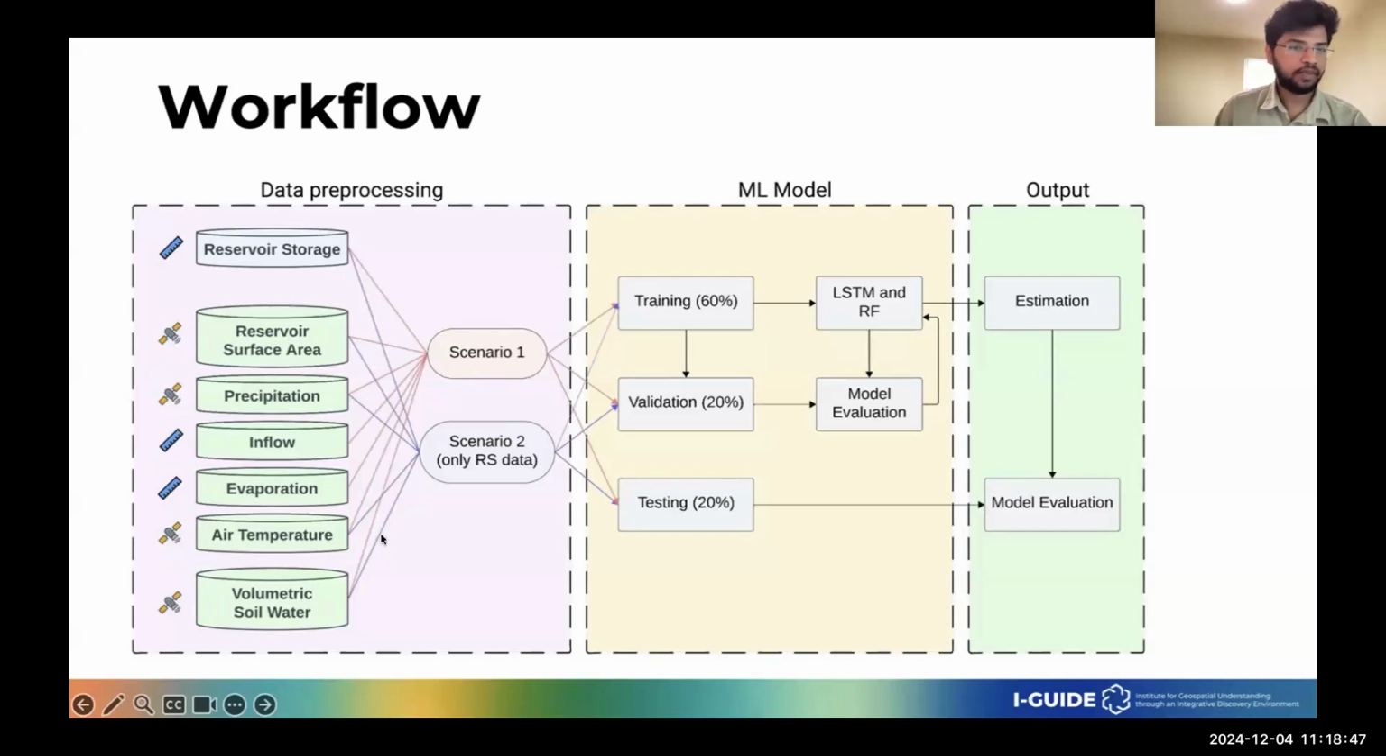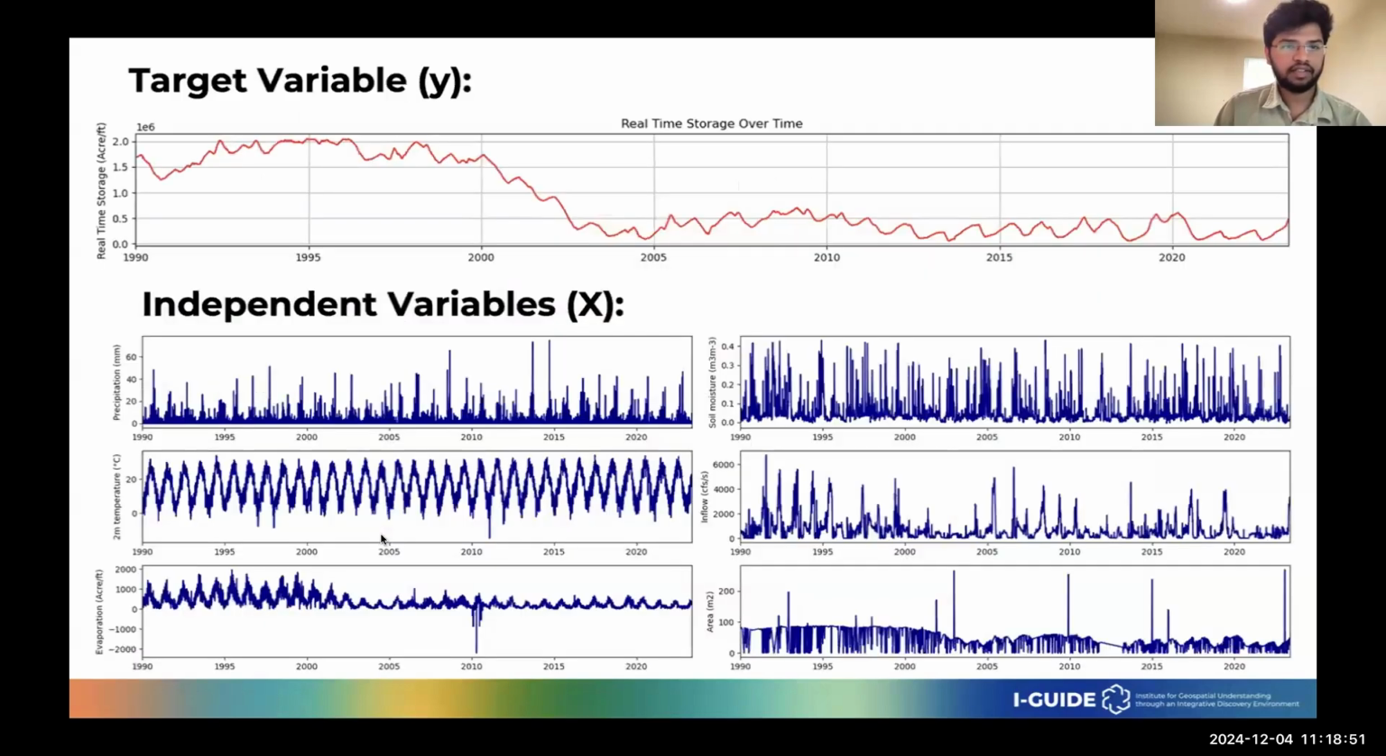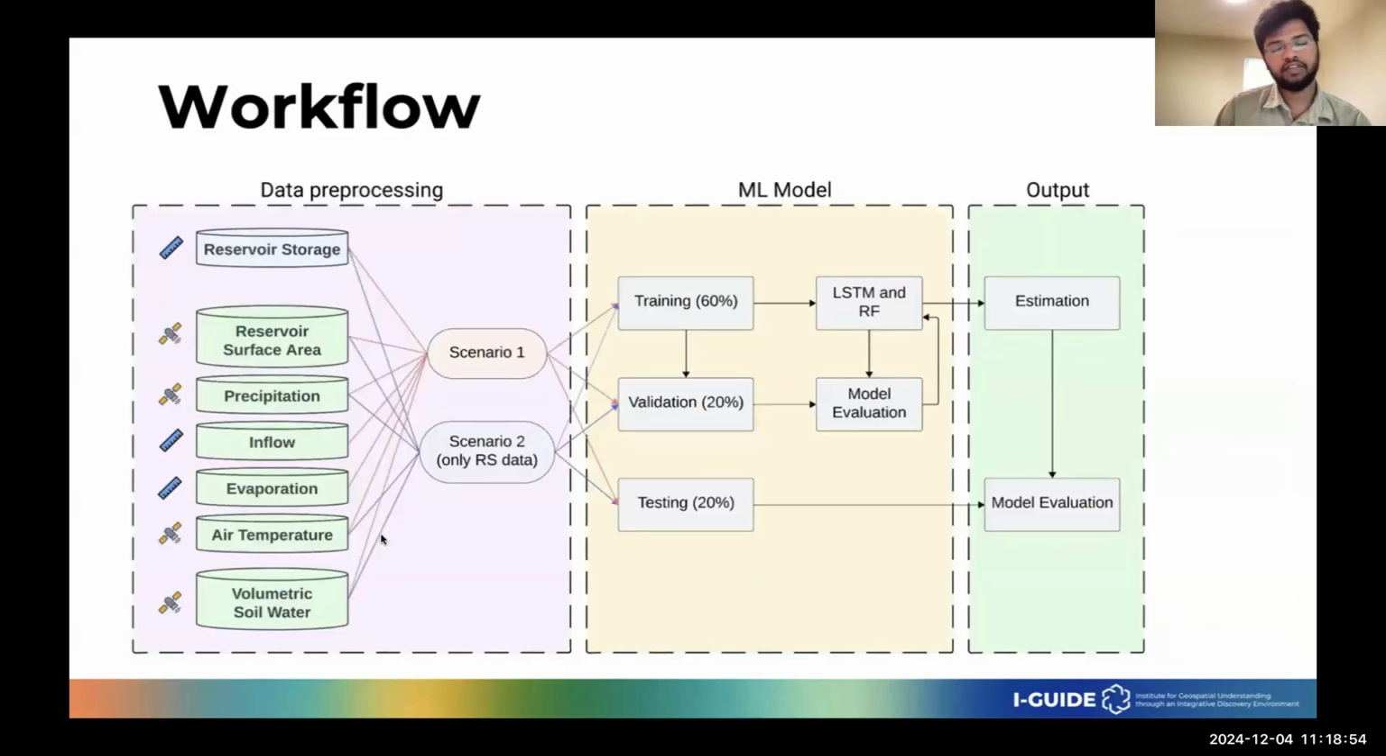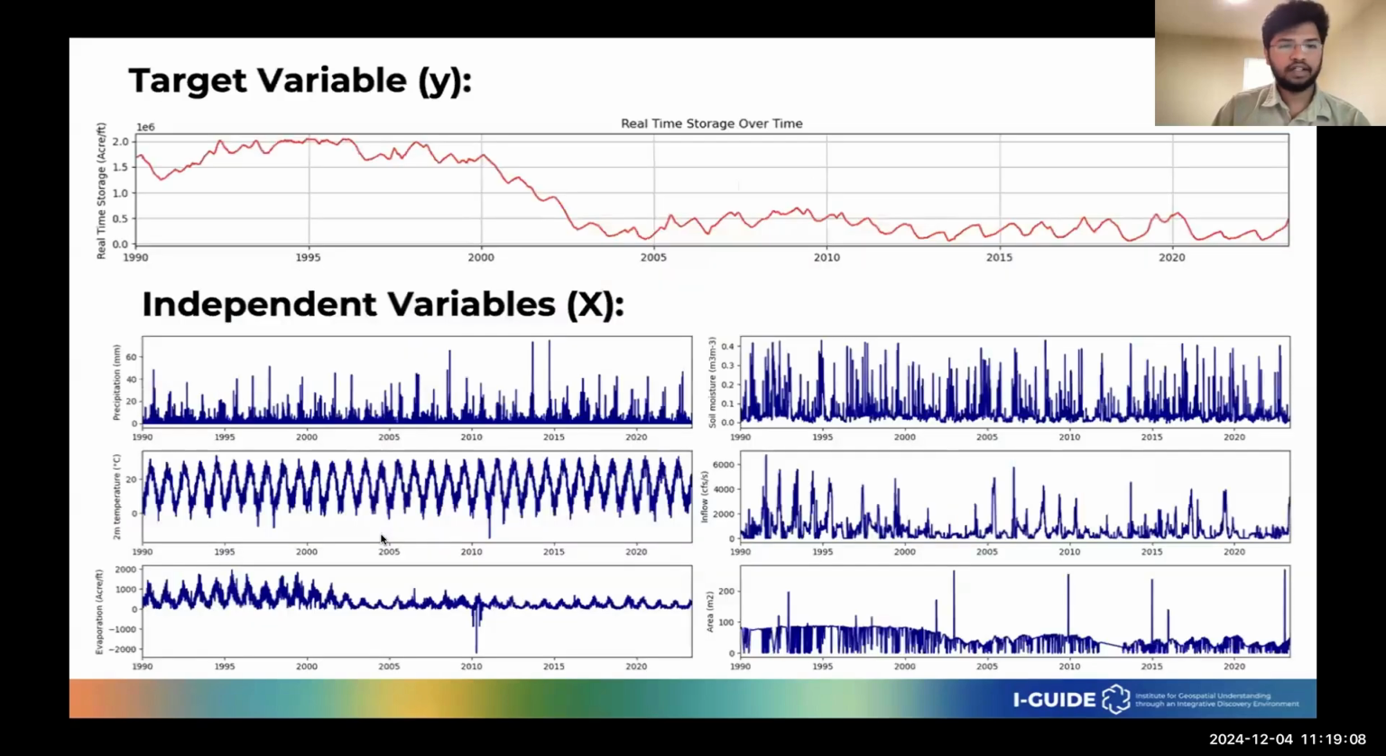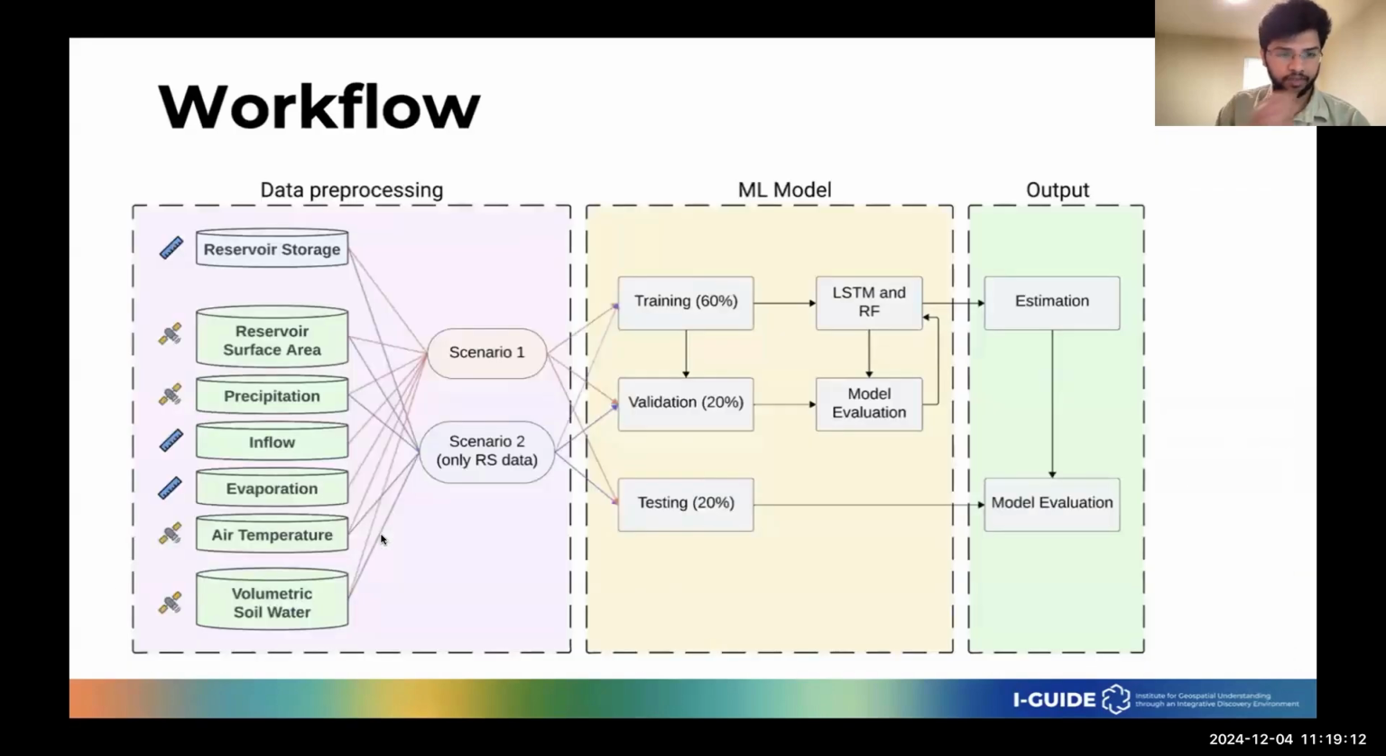And we also use the precipitation data set, which can be seen here, which is one of our independent variables from the remote sensing data sets. Inflow and evaporation are our field-based data that is available from the reservoir database. And we also used air temperature data from the remote sensing mission, and volumetric soil water that's available from GLDAS data.